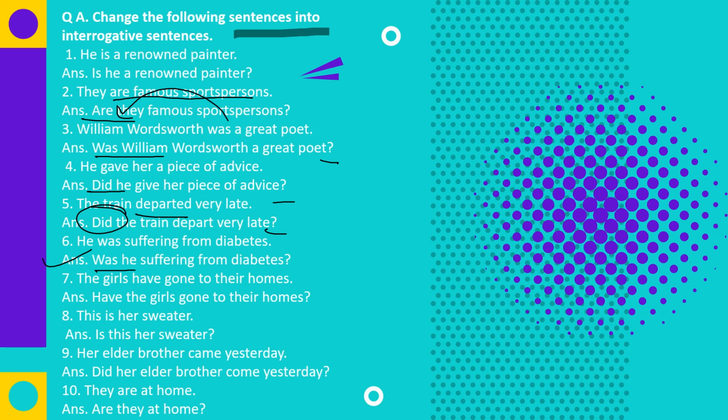Please do not forget the question mark. It plays a very important role when we talk about interrogative sentences. The next comes, the girls have gone to their homes. Now the question will be, have coming before the subject. Have the girls gone to their homes? Question mark. Next one, this is her sweater. There is no helping verb given, but we can see that there is. So we'll say, is this her sweater?